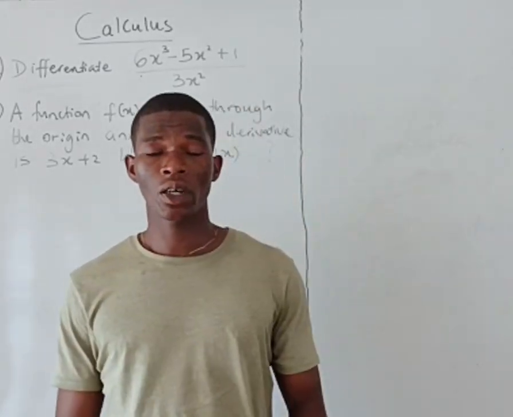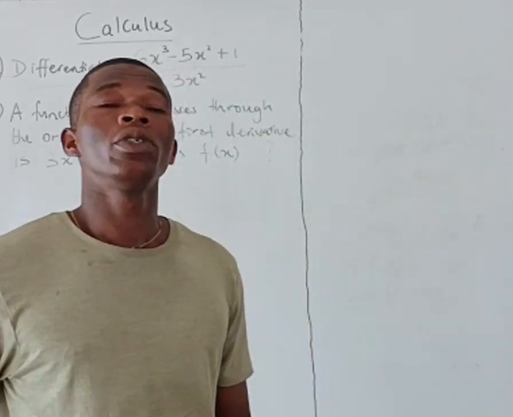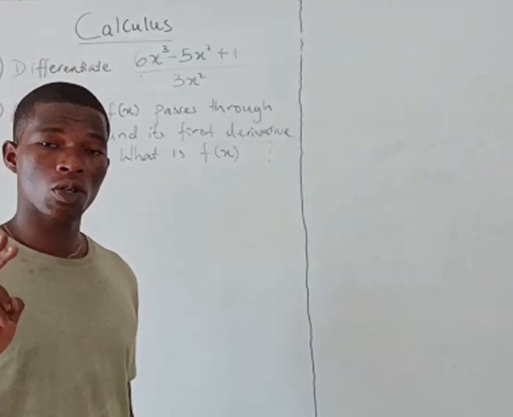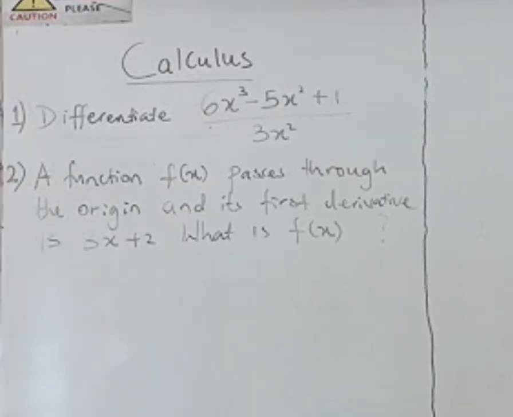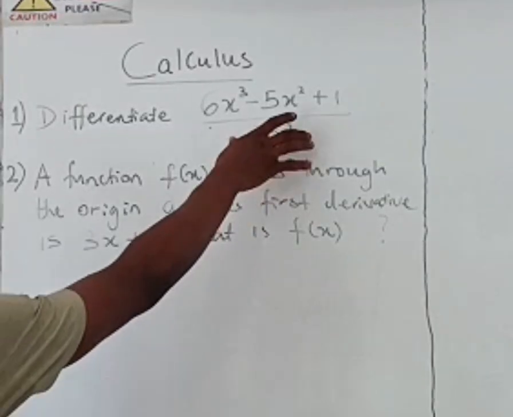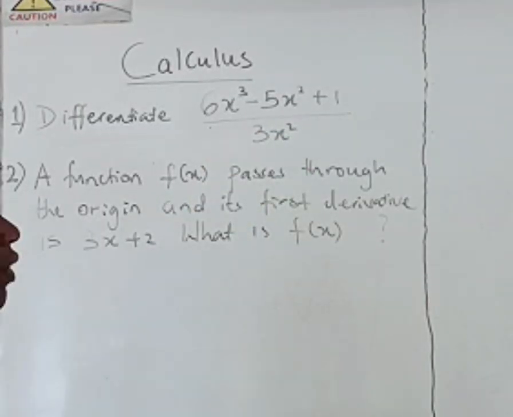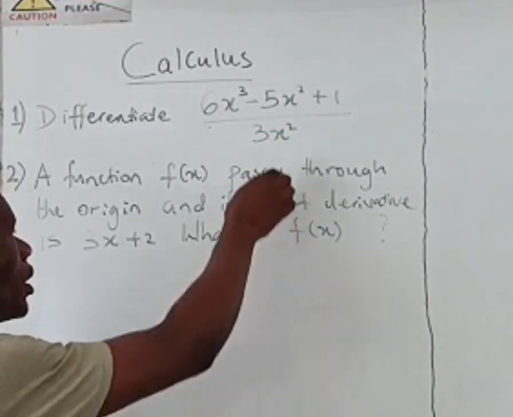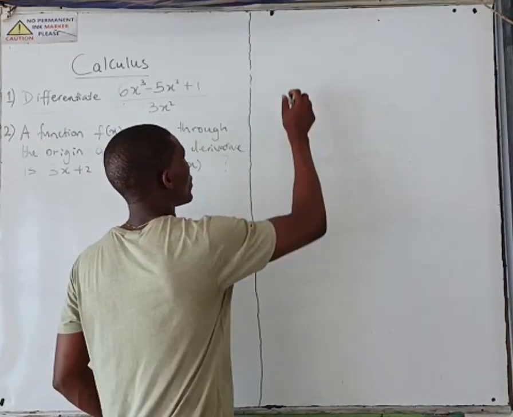So in today's lesson, I'll be solving two questions which are from calculus, right? So we have them on the board here. I'll start with the first one. We have to differentiate this function: (6x^3 - 5x^2 + 1) over 3x^2. Let me start by solving here.